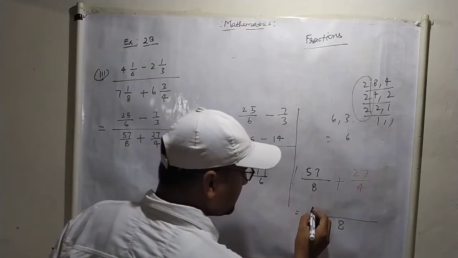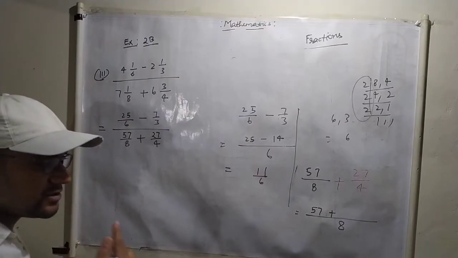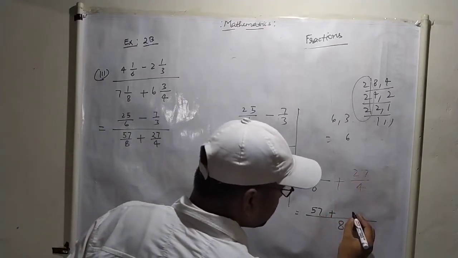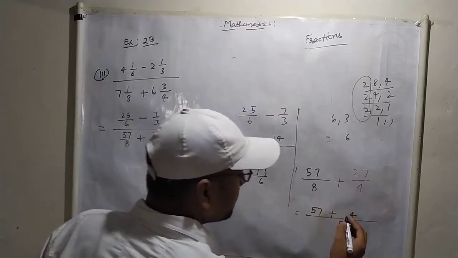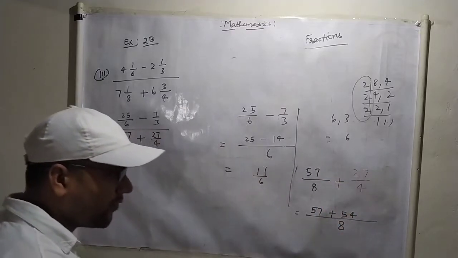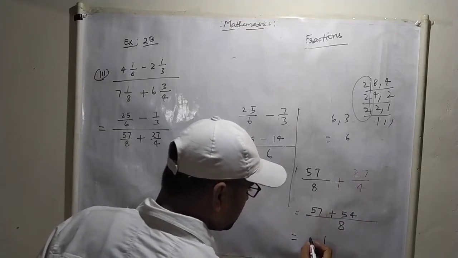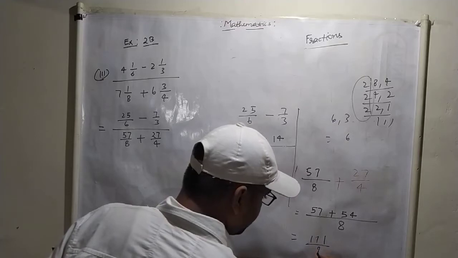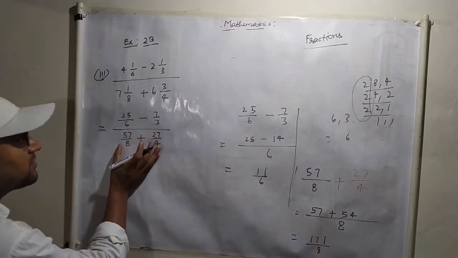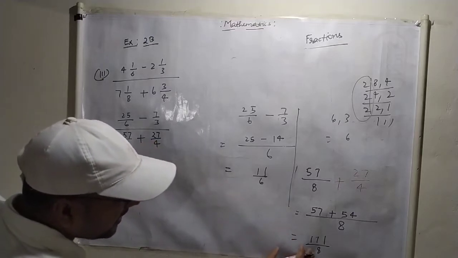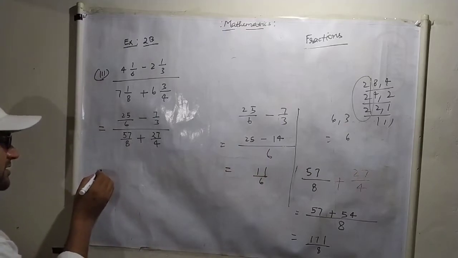So by 8, if you divide 8, you get it 57 plus, by 4 if you divide 8, you will get it 2, and 2 7s are 14, 4 carry 1, 2 2s are 4, 1, 5, 54. Add this one, 7 plus 4, 11, 1 carry, 5 2s are 10, 1, 11, 111 upon 8. So in place of this one I'm going to write 111 upon 8, and in place of this I'm going to write 11 upon 6.